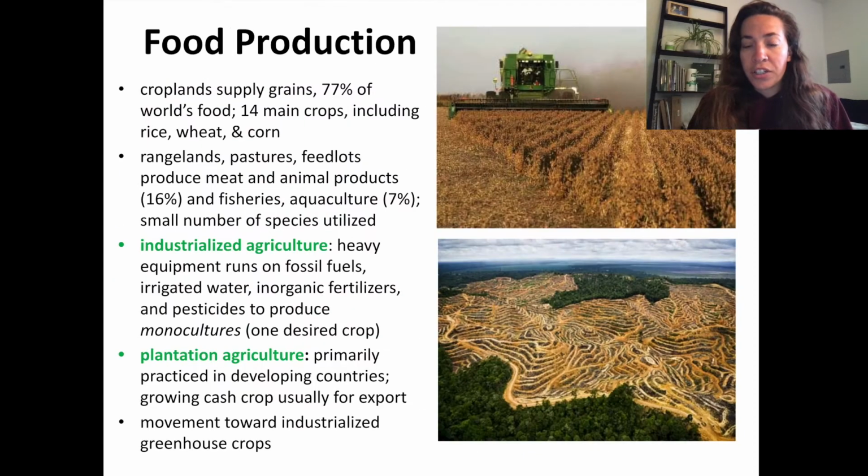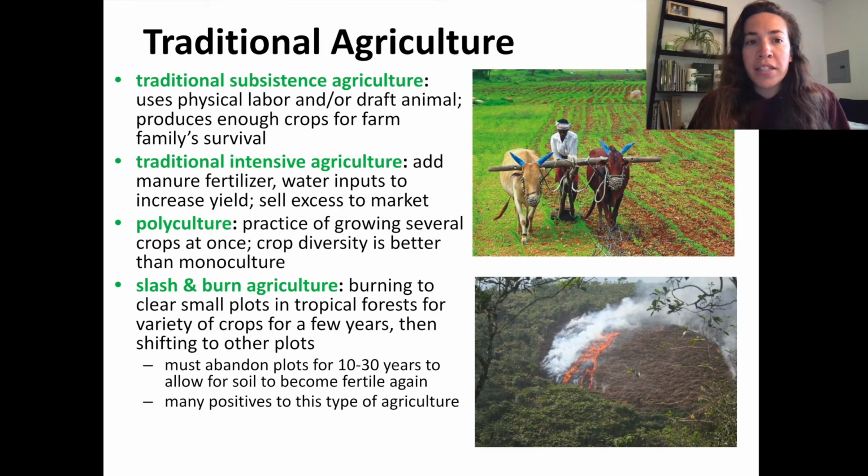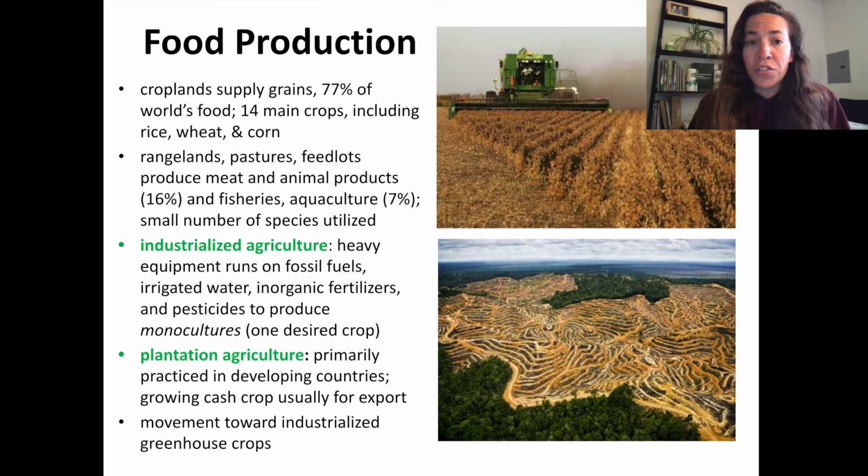Our food production has launched dramatically since the time of this traditional subsistence or traditional intensive agriculture. Croplands supply 77% of the world's food. There's 14 main crops, but the big three are rice, wheat, and corn.